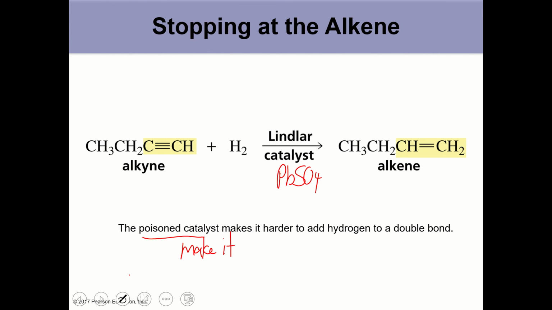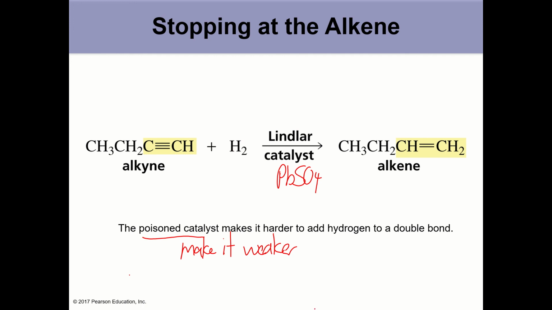The most common poison for Lindlar's catalyst is lead. Instead of palladium over carbon, we use palladium poisoned with lead. So this lead makes it harder to add hydrogen to the double bond, so that when hydrogen adds, only one equivalent of H2 adds and we produce the alkene.